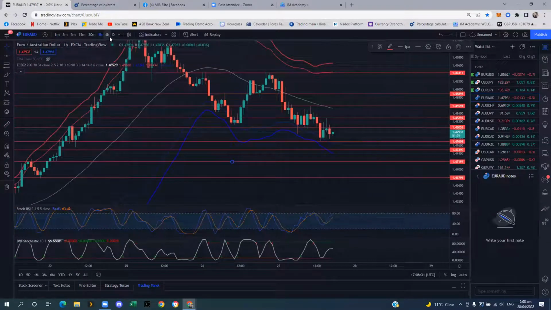Once I've gone down to about the 1 hour, for me, now I'm going to get down to the area where I trade in, which is usually the 5 minute. I use the 15 minute, the 5 minute, and the 1 minute to find my trades.